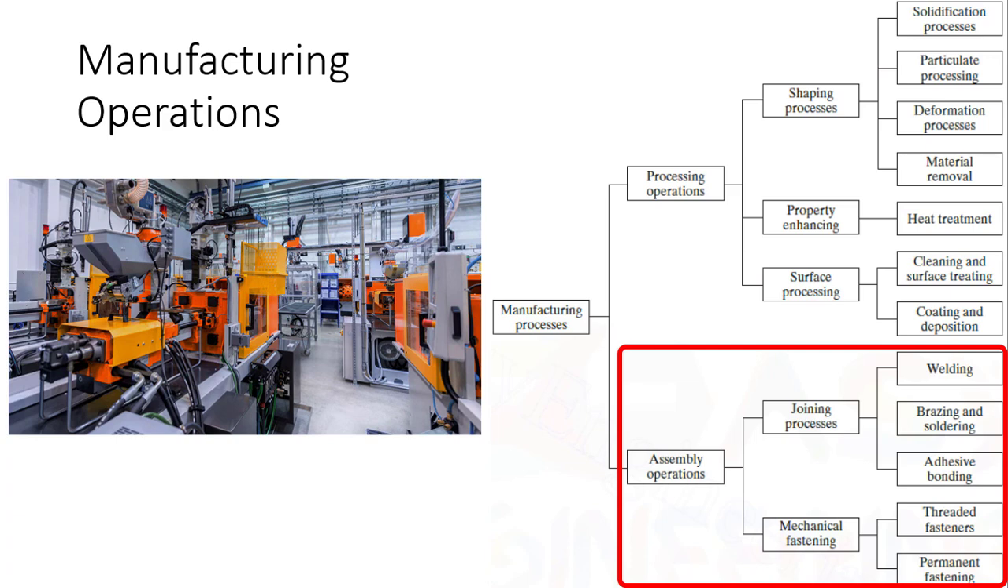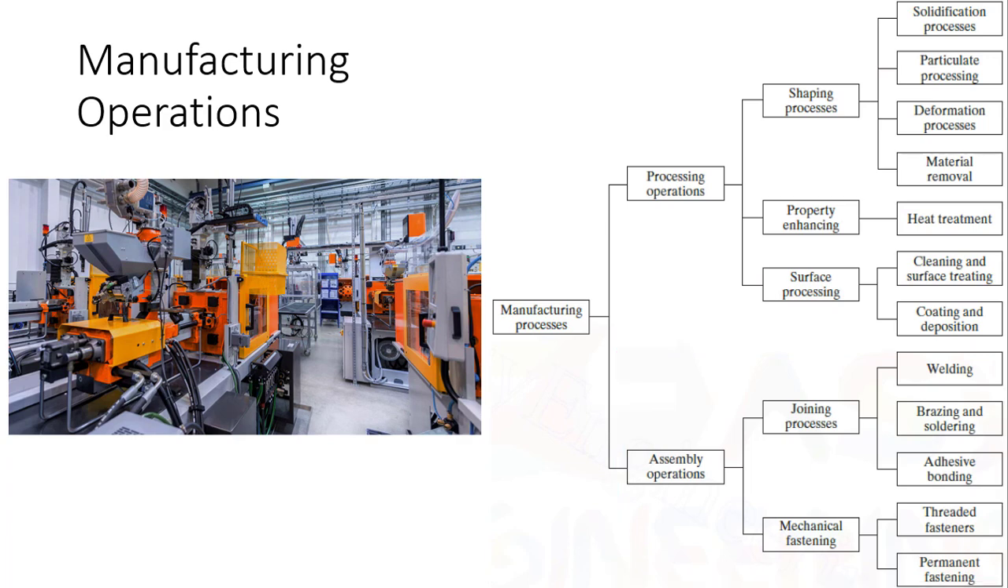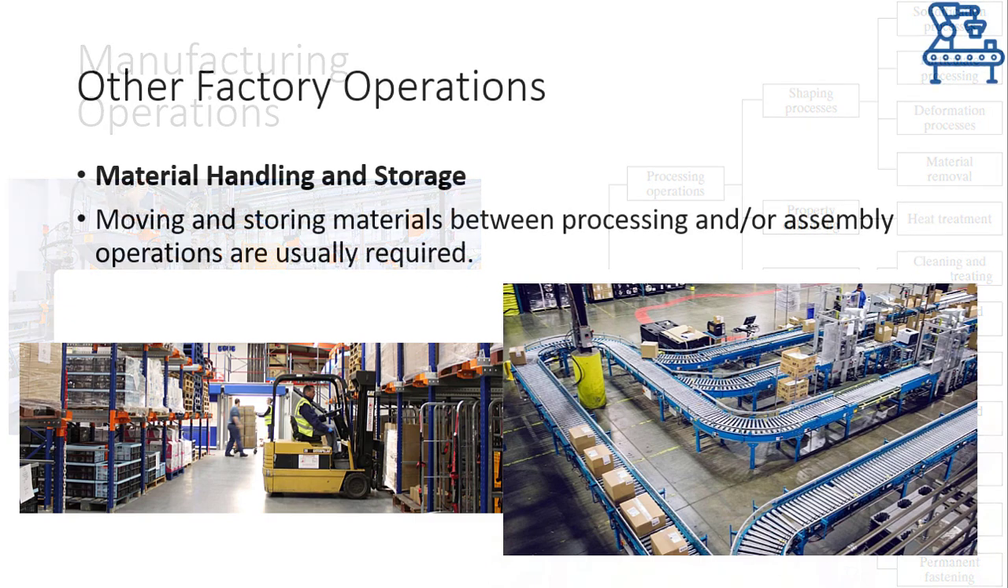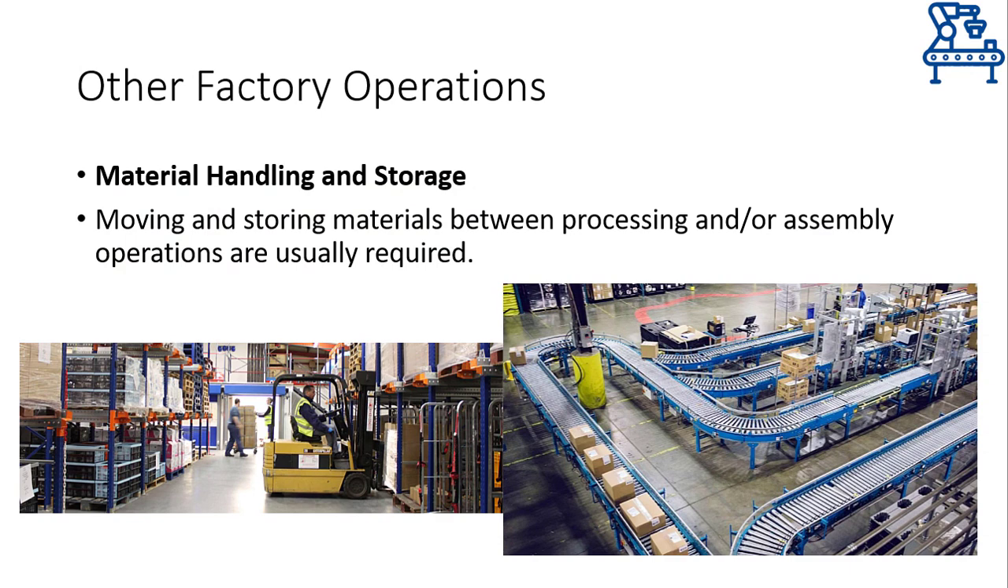Assembly of various parts into one complete part may involve either permanent joining through welding, brazing, adhesives, or permanent mechanical fasteners, or temporary joining through mechanical threaded fasteners. All manufacturing operations being performed on the workpiece fall in one of the types of operations given over here. Apart from the actual processing or assembly of the workpiece, the other major operation going on in the plant is the material handling and storage.